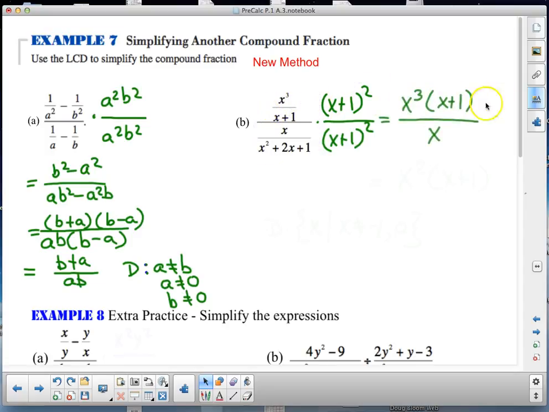So I've got x cubed, x plus 1. This knocks this out completely, so it's just x. Now, the x's here I can factor out, so this is x squared times the quantity x plus 1.